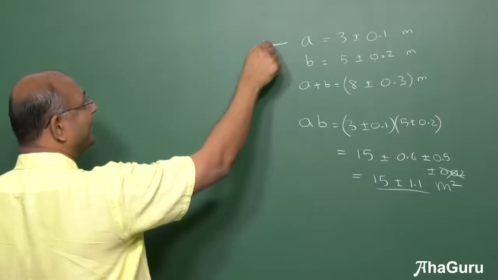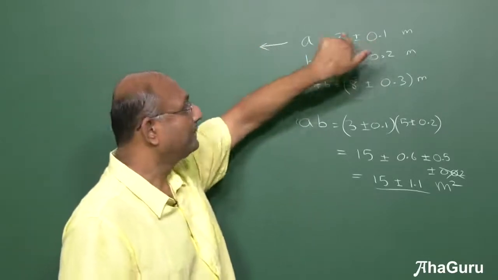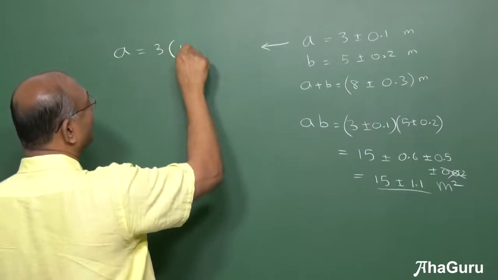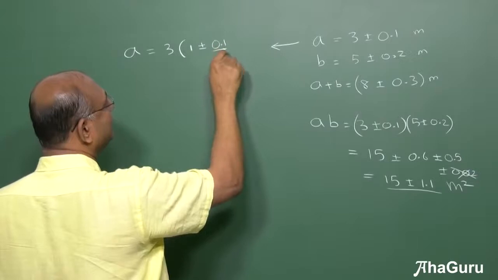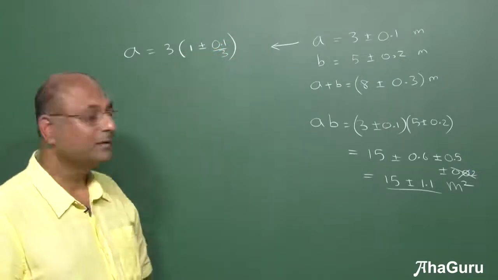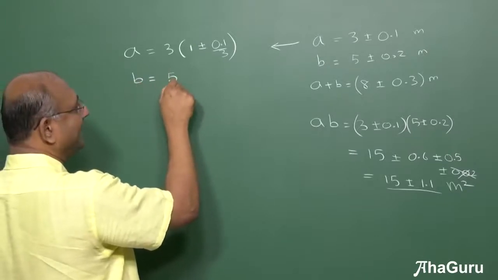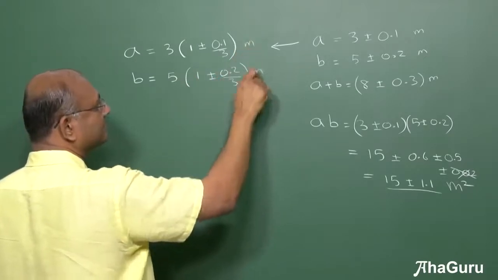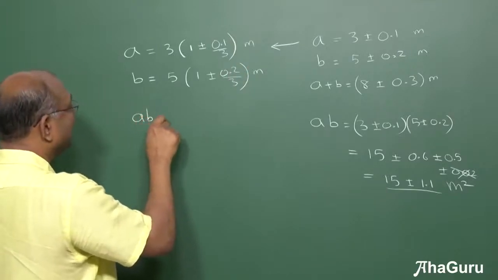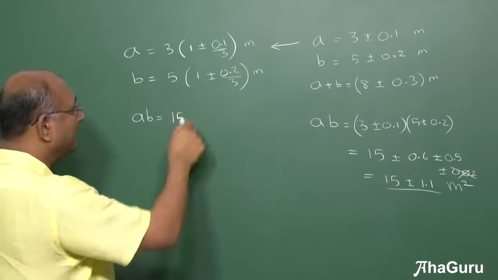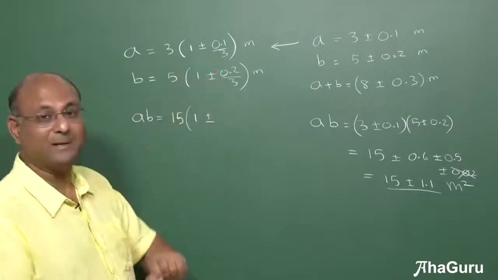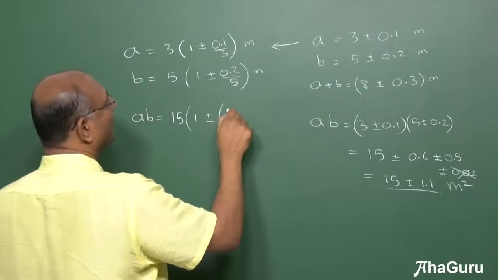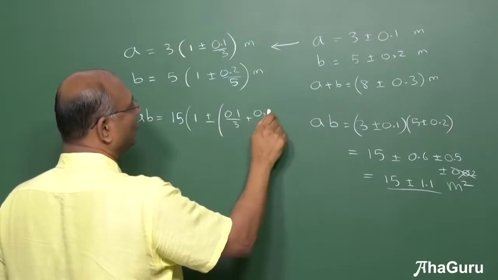So let us think about the idea of relative error. Remember, relative error is 0.1 by 3. If I think of A and say A is equal to 3 into 1 plus or minus 0.1 by 3, you can write it in this form. You can write B is equal to 5 into 1 plus or minus 0.2 by 5. Then you can say AB is equal to 15 into 1 plus or minus 0.1 by 3 plus 0.2 by 3. Oh, sorry, 0.2 by 5, right? This is not by 3, this is by 5. So it is 0.1 by 3 plus 0.2 by 5.